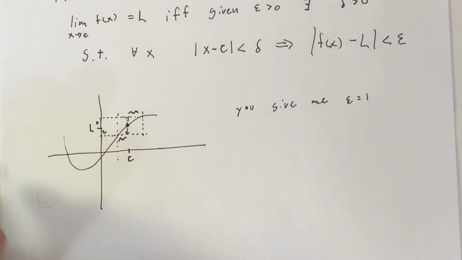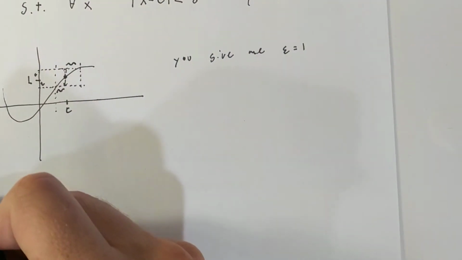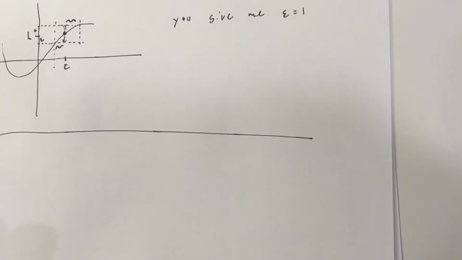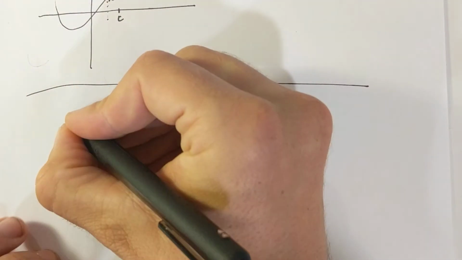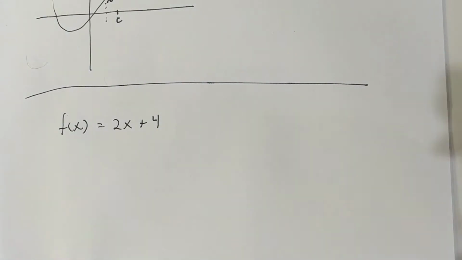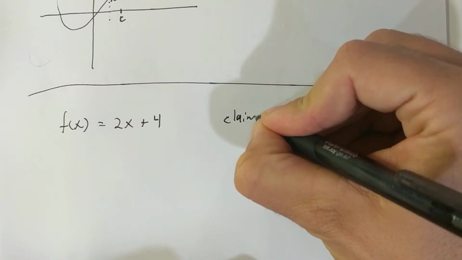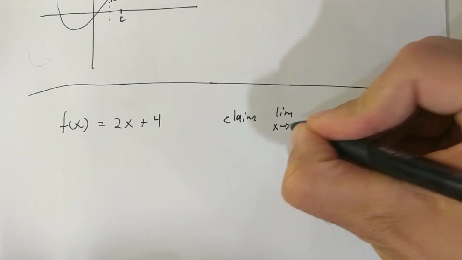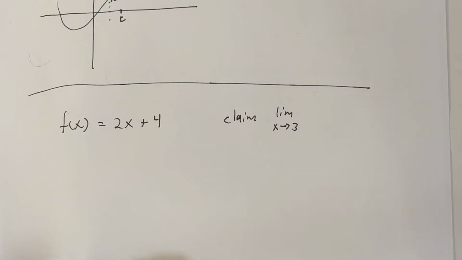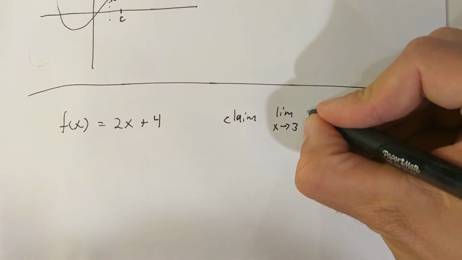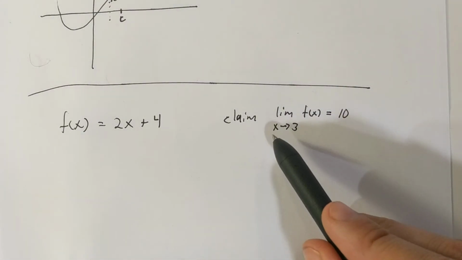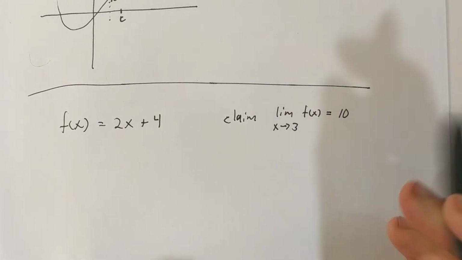Let's take f of x equaling 2x plus 4. And my claim is that the limit as x approaches, let's say, 3, my claim is that as x approaches 3, the limit of f of x is going to be 10, right? As I send x to 3, this function is going to go to 10.